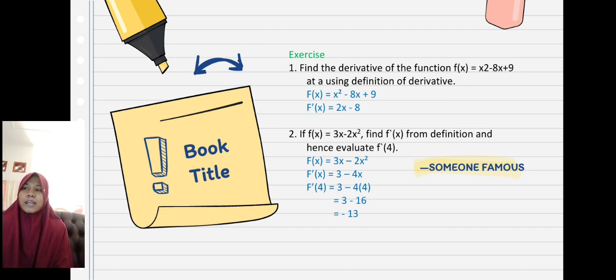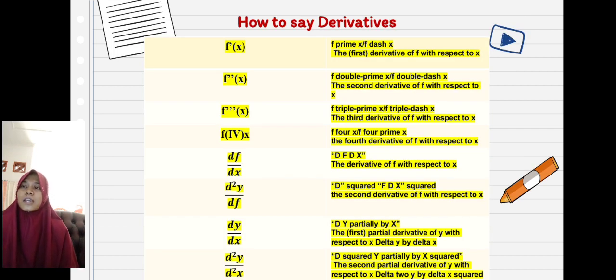2. If f(x) equals 3x minus 2x squared, find f'(x) from the definition and hence evaluate f'(4). f(x) equals 3x minus 2x squared. f'(x) equals 3 minus 4x. f'(4) equals 3 minus 4 multiplied by 4, equals 3 minus 16, equals minus 13. How to say derivative?